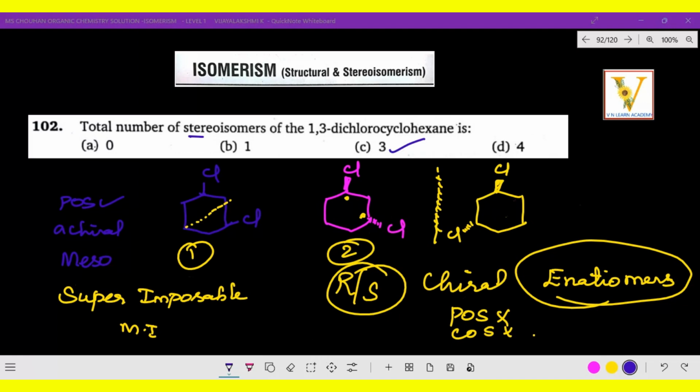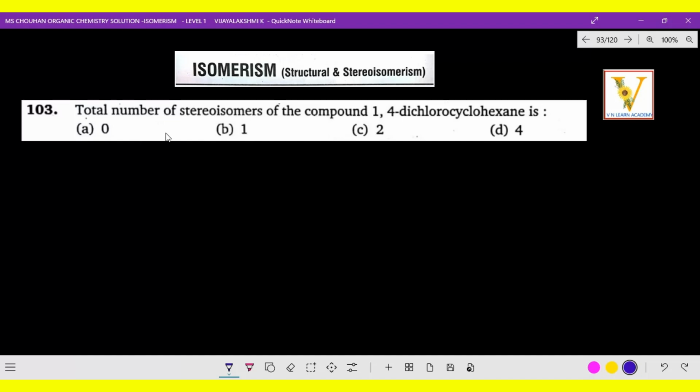Come on, let's go to the next question. The compound 1,4-dichlorocyclohexane. Again the same concept, different compound. This is cyclohexane, with positions 1, 2, 3, 4. Sometimes, just by reading the question, you will get the idea. Naturally this is symmetrical, and as you cut over there, it is achiral. Achiral means meso.